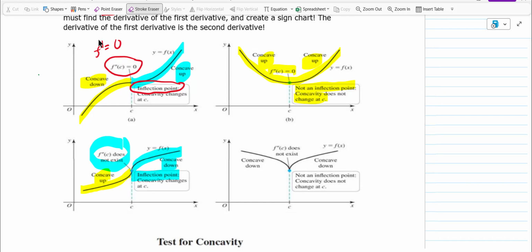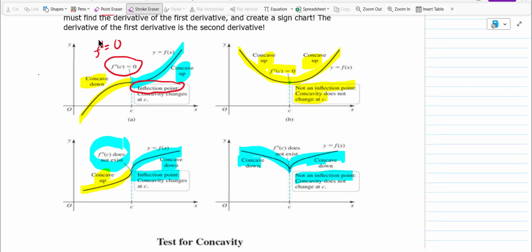It has a vertical tangent line, exactly. Okay, so there's going to be times when the second derivative doesn't exist, just like the first derivative doesn't exist. And then notice on this one, this entire thing is concave down. Both of those things are kind of a frown or half of a frown. That is not an inflection point because the concavity didn't change.